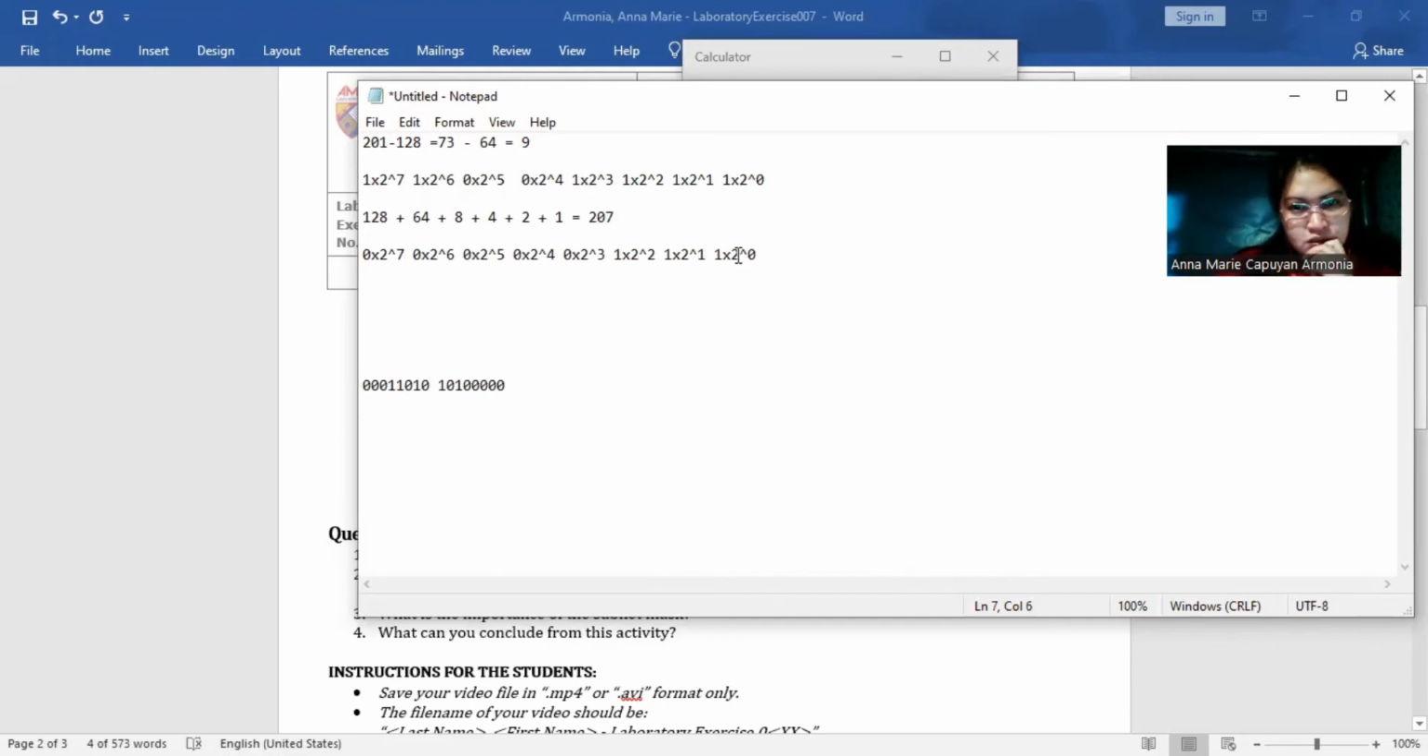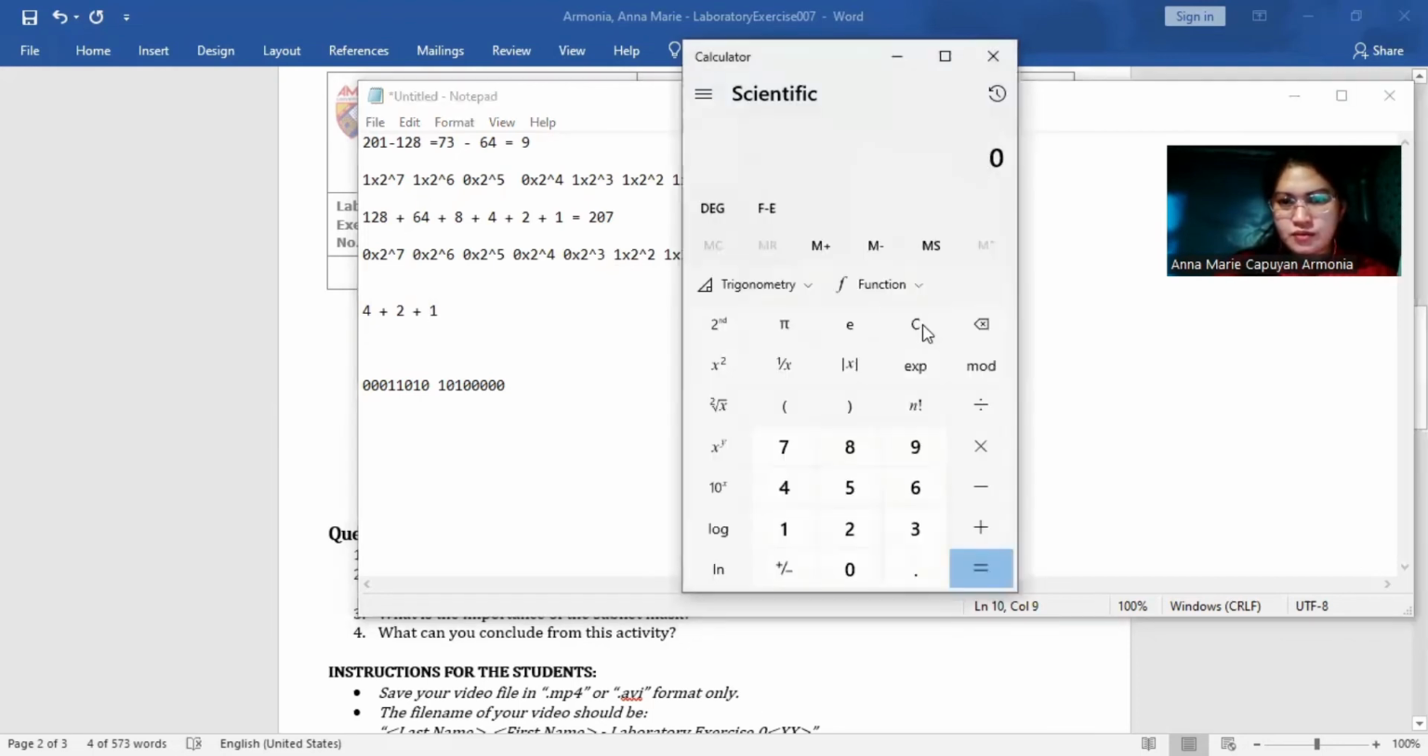So 0, 1, 2, 3, 4, 5, 6, 7. So ignore, ignore, ignore, ignore, ignore. So let's focus here. So 4 plus 2 plus 1. 2 to the 2 is 4. Okay. 2.